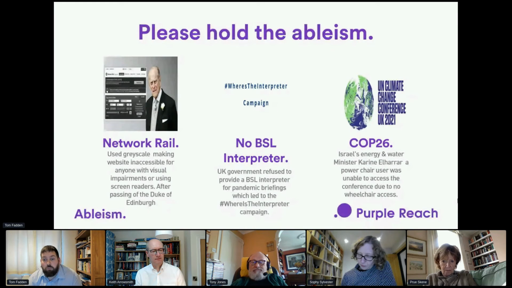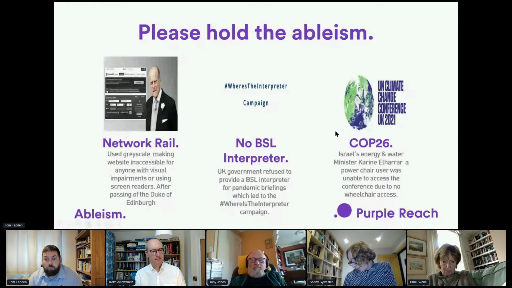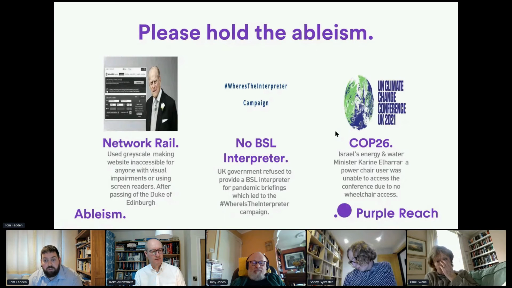Then another example is the UK's lack of providing a British Sign Language interpreter at pandemic briefings. So this meant that deaf BSL users were not able to get briefings in their own language, and this led to the Where is the Interpreter campaign. And we are one of a very few number of countries that didn't provide a sign language interpreter.